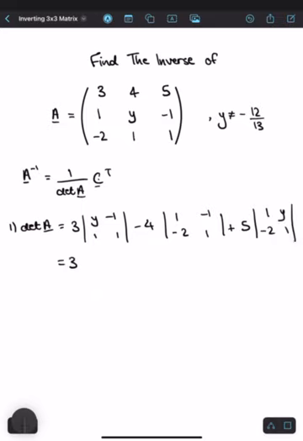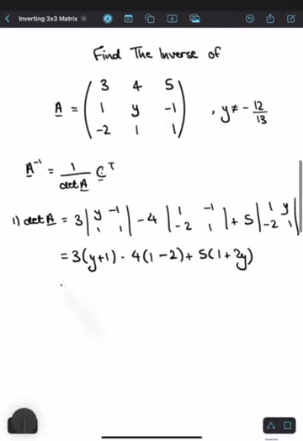Now let's multiply them by the determinants of the 2 by 2 matrices. So that's found by multiplying ad, y times minus 1, minus bc, minus 1 times 1. So you'd have here y plus 1, minus 4, 1 minus 2, plus 5, 1 plus 2y. And now if we just expand out and simplify this, we have 3y plus 3, minus 4 times minus 1 is plus 4, plus 5 plus 10y. And this is equal to 13y plus 12.